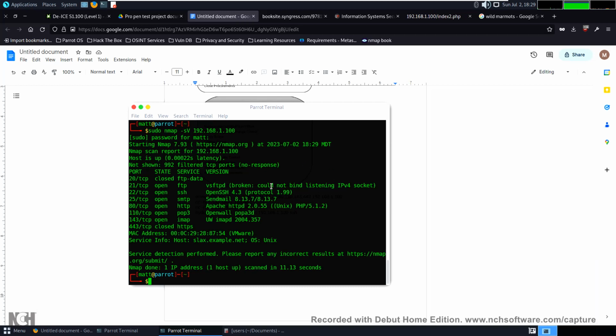Okay, FTP is broken, so it's not working correctly, so we're not even going to bother attacking FTP. So the only one technically we could probably connect to that most people would use would be SSH, and that's what we're going to attack.